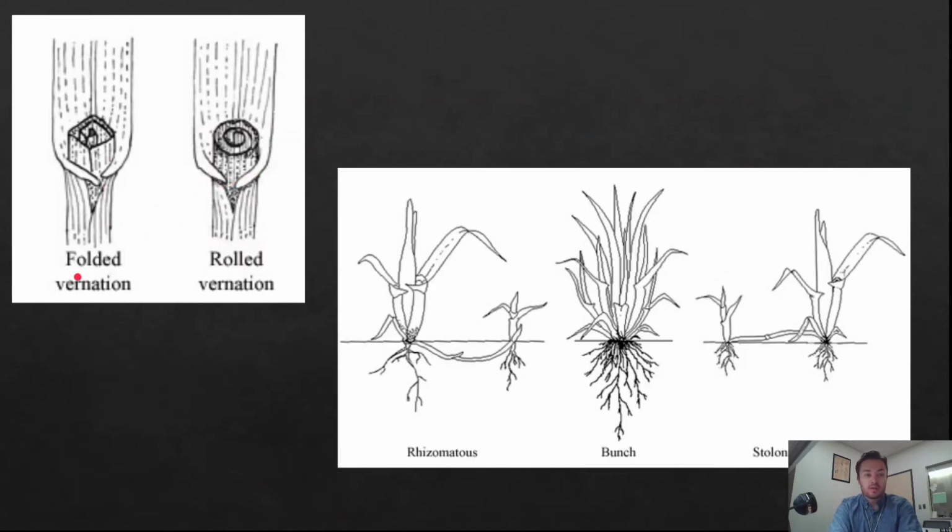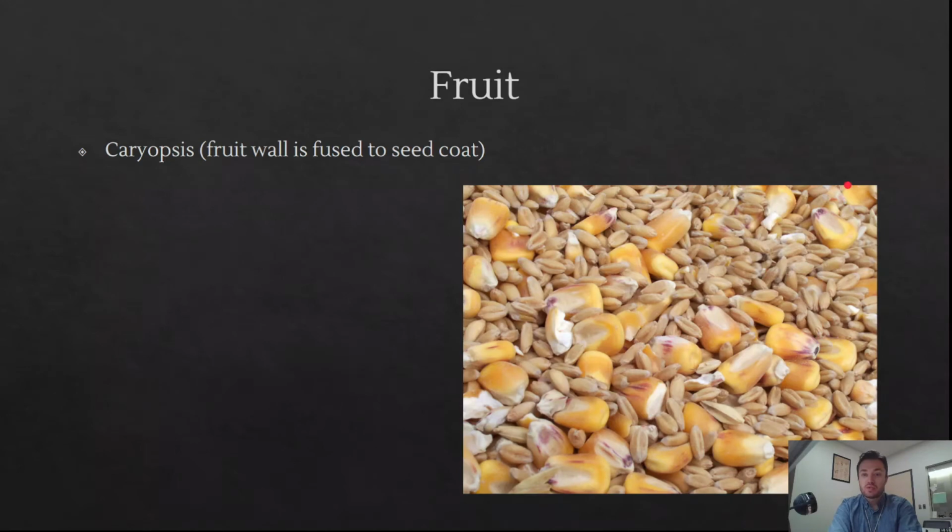You can also look at something called vernation. Notice it says vernation, not venation. Vernation can be rolled or folded. That can be another big help. And you can also look at how the grasses spread. If they spread through stoloniferous growth, through rhizomatous growth, or if they're a bunch type grass. All those things can be helpful.